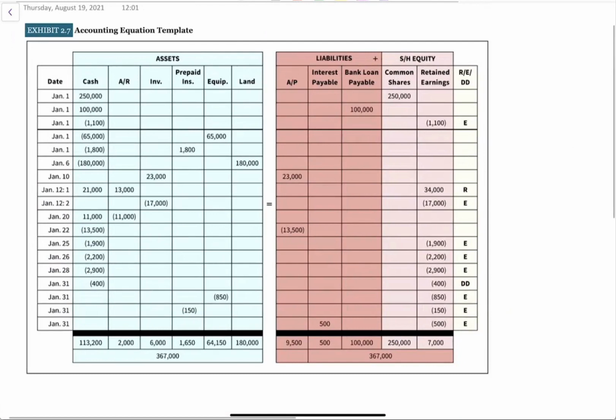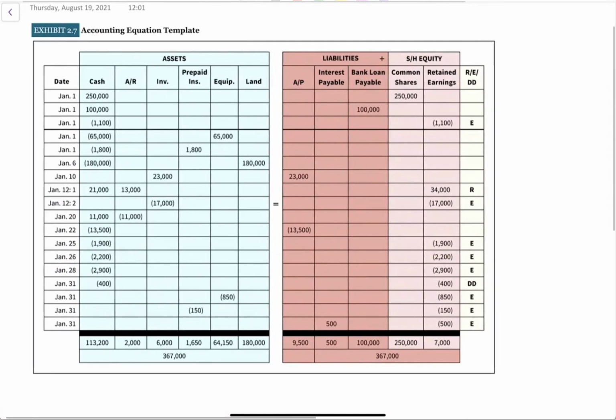Now, if you haven't seen this before, you look at this and now you're scared. We only look at it line by line. Part of what overwhelms people in accounting and other courses is when they're presented with all of this stuff and it looks like, oh no. Cover up everything except the first line. So let's look at January 1st. I see cash, 250,000, and common shares, 250,000.